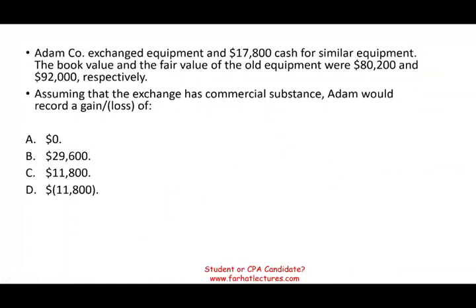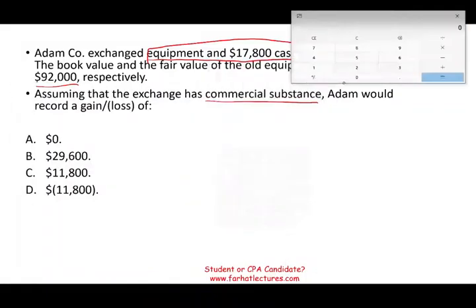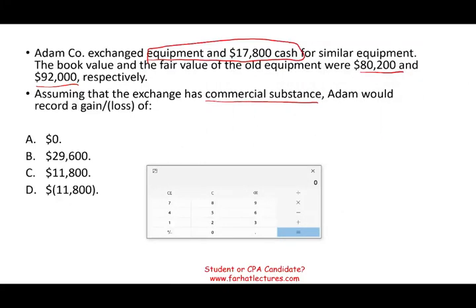Adam Company exchanged equipment and 17,800 cash for similar equipment. The book value and the fair value of the old equipment were $80,200 and $90,000. Assuming that the exchange has commercial substance, Adam would recognize a gain or a loss of how much? The first thing you have to do in any transaction is determine the gain or the loss. As I just told you, you look at the asset given up, the old equipment. The fair value, 92,000, minus the book value, 80,200, will give us 11,800.